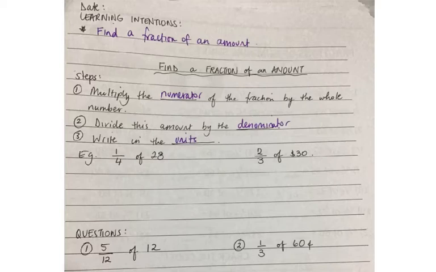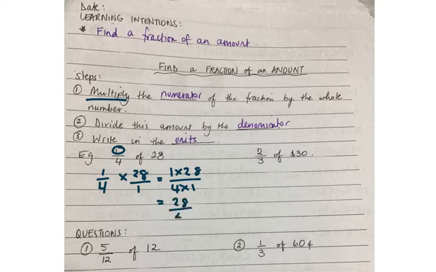So if we look at our first example, what we have to do is multiply the numerator of the fraction by the whole number. So our numerator is 1. So if I wrote that, it should make a bit more sense. So we say 1 times 28 over 4 times 1. So we just went through multiplying of fractions. So we do 1 times 28 is 28, and 4 times 1 is 4.